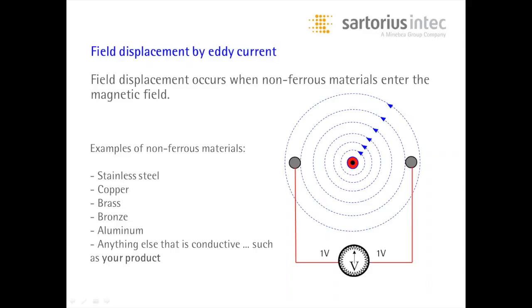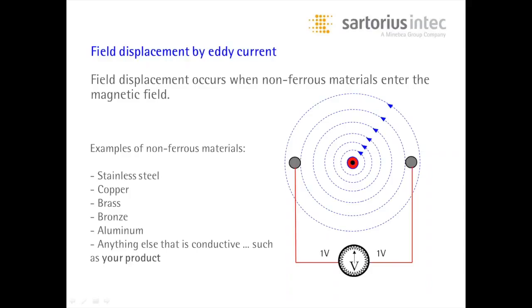So some products, not all products, have an effect on a metal detector, and the effect is that they simply resemble these non-ferrous materials. Some difficult ones are meats, cheeses, and any other product that is conductive. If you stick your hand in a metal detector, you will most likely set the metal detector off.